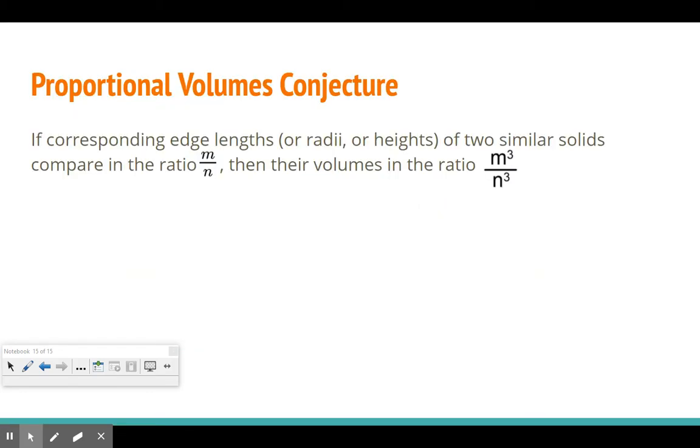All right, the proportional volumes conjecture says that if corresponding edge lengths, or heights, or a radius of two similar solids compare in the ratio m over n, then their volumes ratio is m cubed over n cubed. Okay, so if you remember the area one, it was m squared over n squared. Obviously, with volume we are cubing that ratio. I'll be going through a couple examples of two different ways that you will see that.